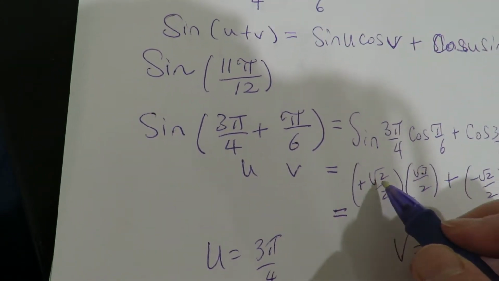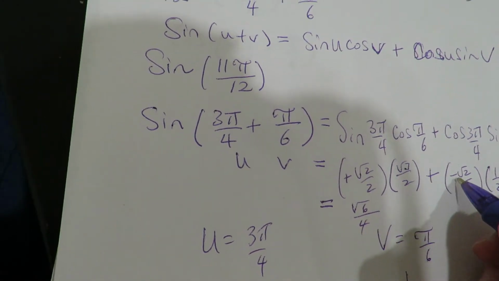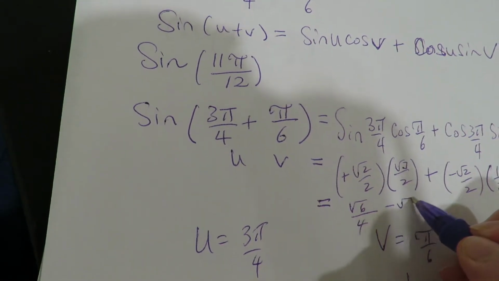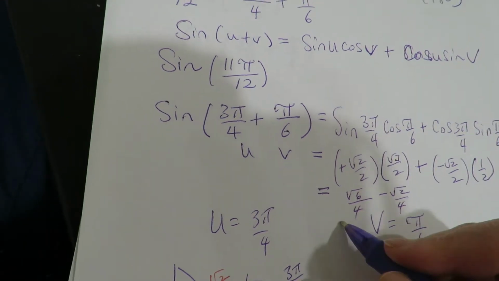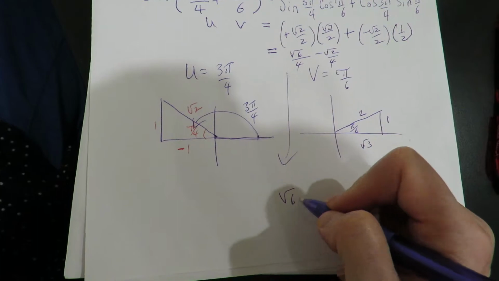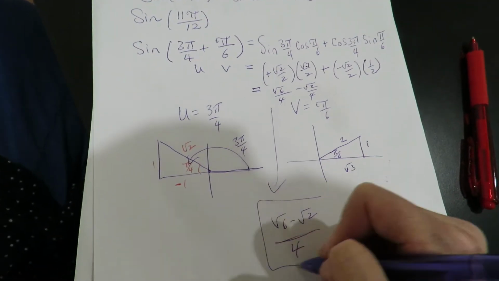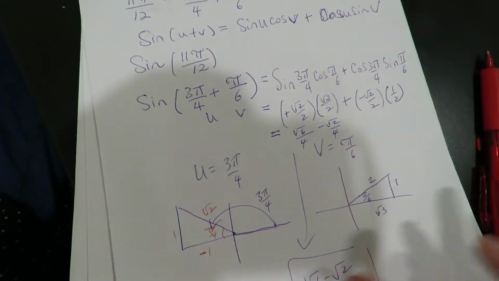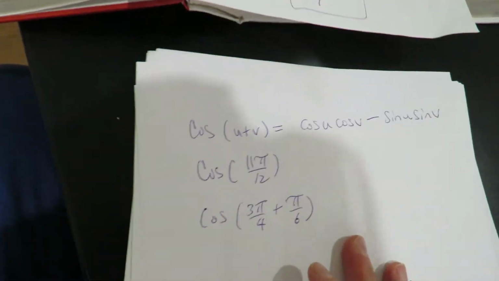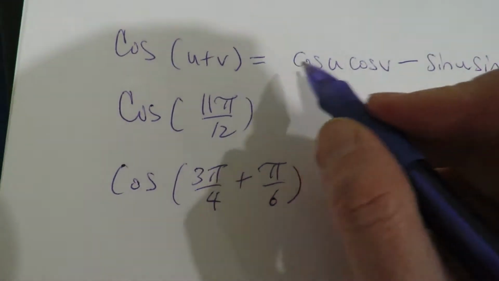All right, now I'm going to multiply. Radical 2 times radical 3 is radical 6 over 4. Radical 2 times 1 is negative radical 2 over 4. So the final answer for this one is going to be radical 6 minus radical 2 over 4. Okay, that is for the sine. And you have to do the same thing for the cosine of u plus v. So I wrote it out here.